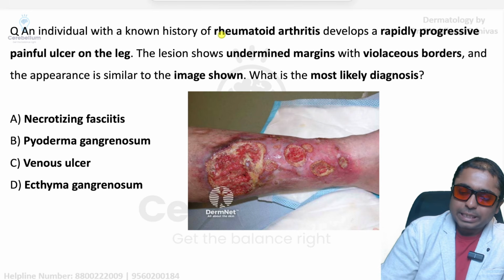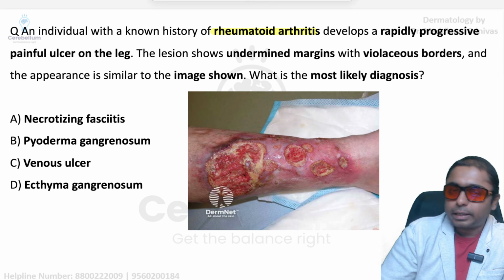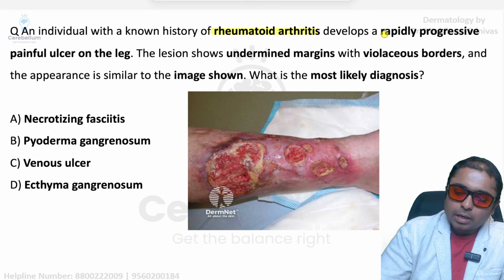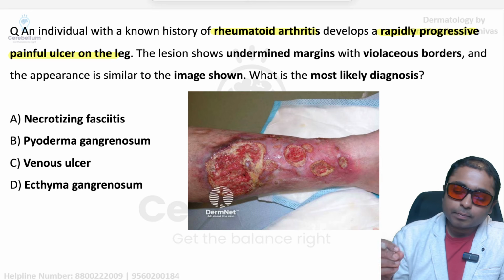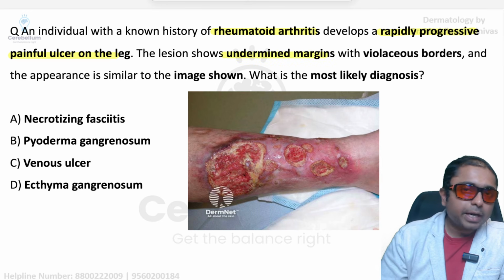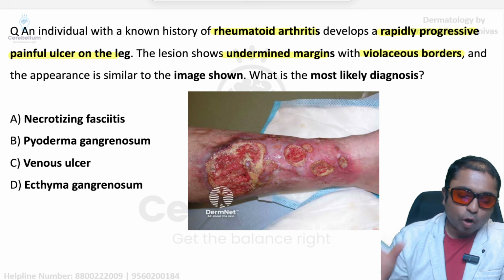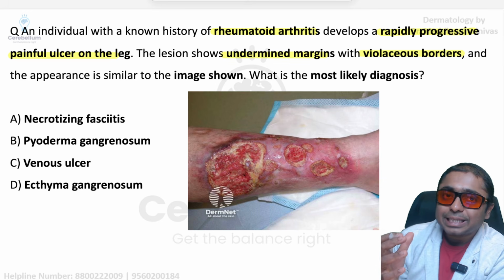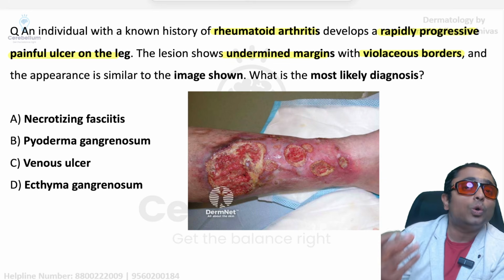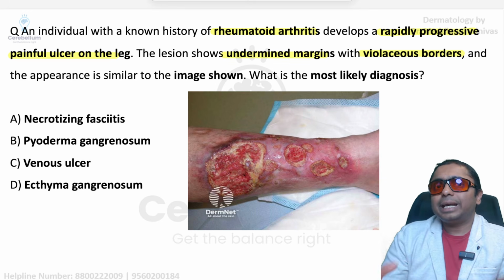Next MCQ says an individual with a known history of rheumatoid arthritis develops a rapidly progressive painful ulcer over the leg, and it was having undermined margins, and there was a violaceous border of the ulcer. And the image is also given, it is showing the ulcer present over the lower extremities, legs. So with all these clues, what is the most likely diagnosis?